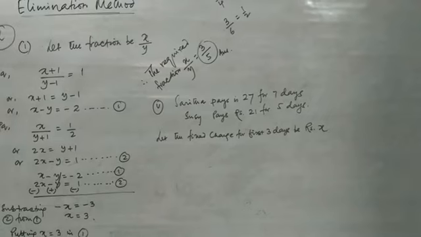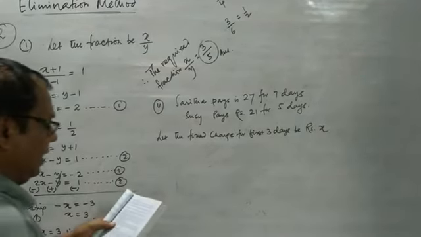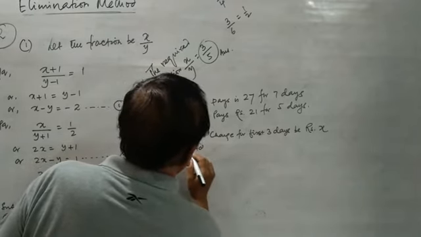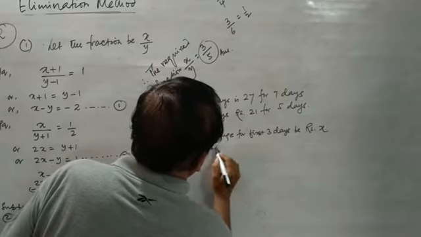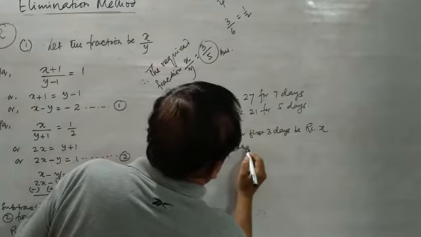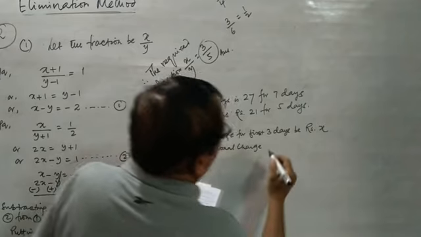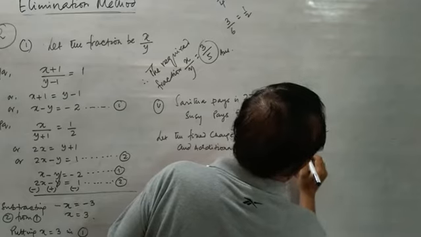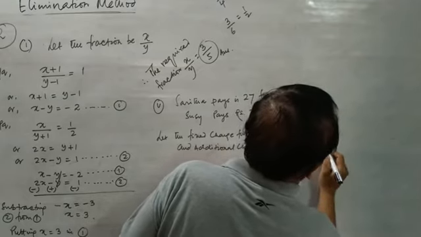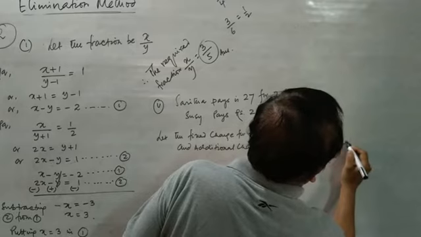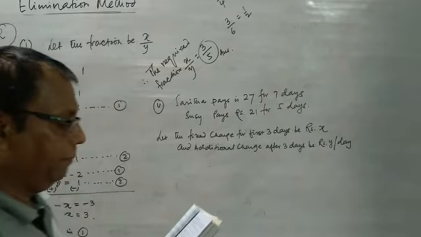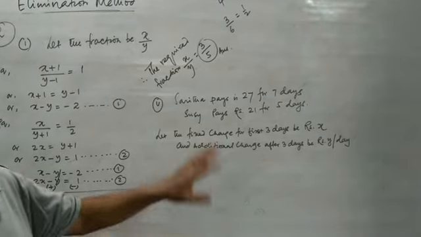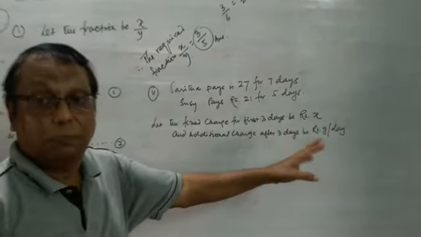And the second one is an additional charge. Let the additional charge after the 3 days be rupees Y per day. So now you have to find out what is the fixed charge for 3 days and what is the variable charge per day.